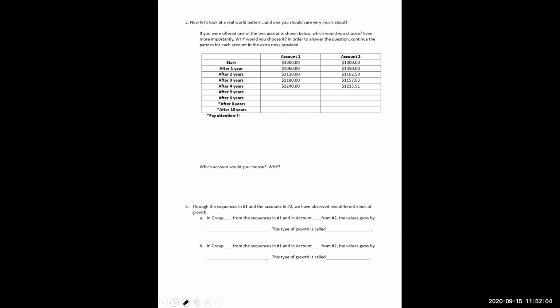All right, let's go to your second page here. So now let's look at a real world problem, one you should care very much about. If you were offered one of the 2 accounts shown below, which would you choose? Even more importantly, why would you choose it? In order to answer the question, continue the pattern for each account in the extra rows provided. All right, so right now, pause your video and examine account 1 and account 2 and see if you can complete the rows. When you finish, hit play and we'll see how well you did.